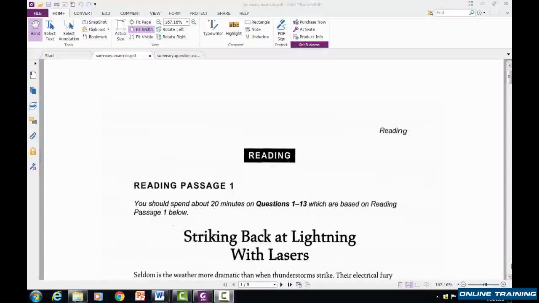Okay, so let's look at an example of the summary question where all the words appear in the box. We've seen an example of when the words don't appear in the box. So now let's look at an example of when the words do appear in the box. Okay, so let's have a look at it.